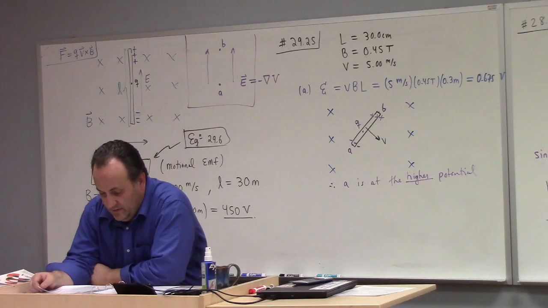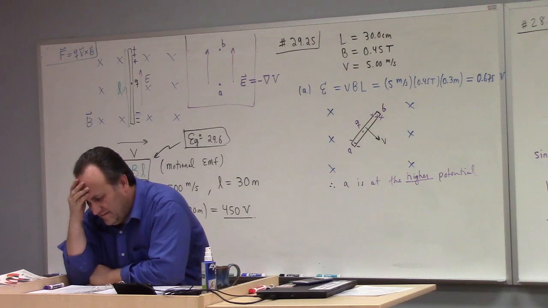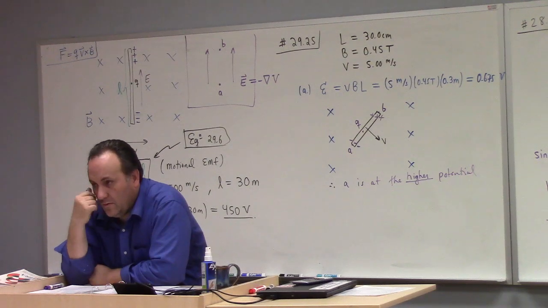Oh, golly, really? All right, well, the book says it's backwards of what I'm thinking. The moving rod has a source of EMF, with a charge that moves from the lower to the higher potential. We call this EMF motional EMF.